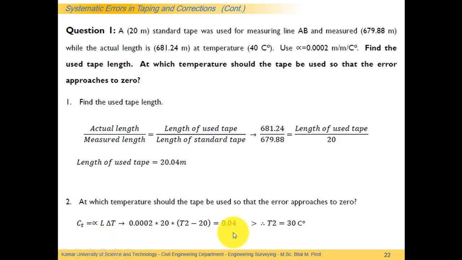Ct is equal to 0.04, alpha is given, and also L is given, that's the length of the standard tape, that's 20, T2 minus T, that's the temperature. So now the temperature has been found, that is equal to 30. What does that mean? It means you have to use the tape at a temperature of 30 Celsius degrees. If you use the tape at this temperature, there will be no error in the measurement.